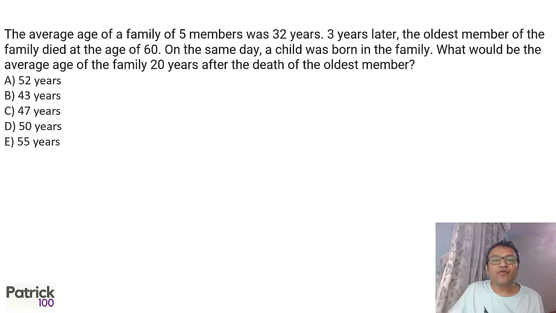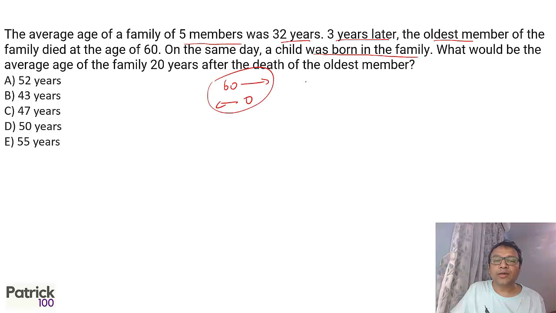So the average age of a family of 5 members was 32. 3 years later, the oldest member of the family died at the age of 60, and on the same day, a child was born in the family. So that means the total reduced by 60, because 60 went out and 0 came in. What would be the average age of the family 20 years after that?